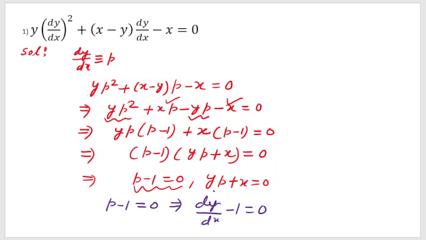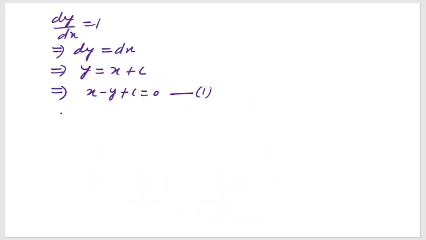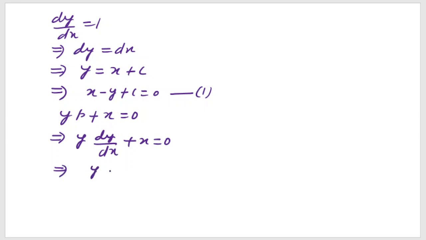You have yp plus x is equal to 0. So here you take yp plus x is equal to 0. So basically what is this? p stands for dy by dx, so y dy by dx plus x is equal to 0, which can be written as y dy by dx is equal to minus x, and I can further write it as y dy is equal to minus x dx.